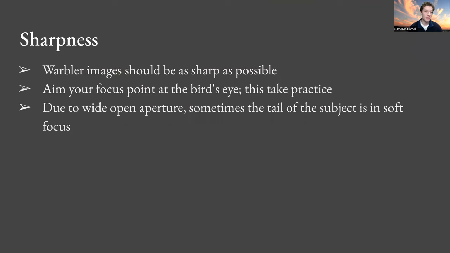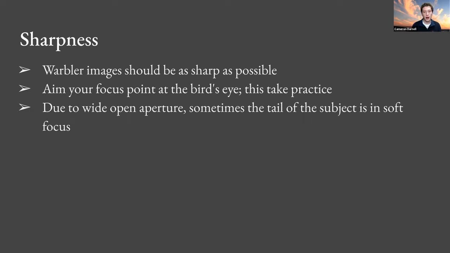To do this, I aim the focus point by toggling it through the viewfinder to lock it in on the bird's eye. You always want the focus point on the bird's eye. That's really important because you want that eye to be sharp. Toggling it correctly to the bird's eye in time takes practice, and sometimes I mess it up, but it's the right thing to do for warbler photography because you want that eye to be sharp.